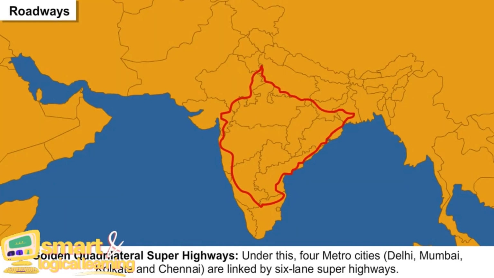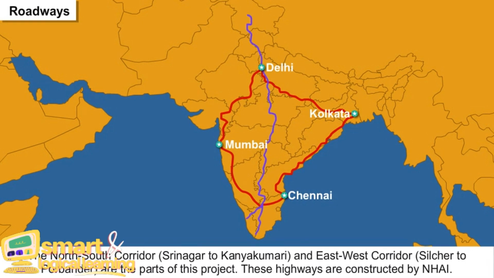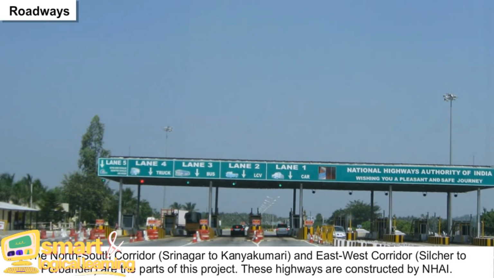1. Golden Quadrilateral Superhighways. Under this, 4 cities, Delhi, Mumbai, Kolkata and Chennai, are linked by 6-lane superhighways. The North-South Corridor, Srinagar to Kanyakumari, and East-West Corridor, Silchar to Porbandar, are the parts of this project. These highways are constructed by NHAI.